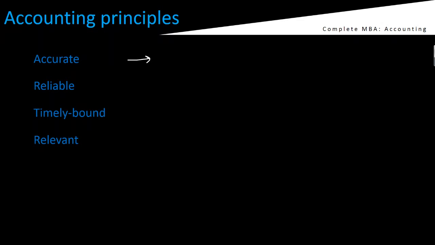Accurate means that every transaction you enter in your database has to be as accurate as possible. You shouldn't round up or round down any entries that you put there.